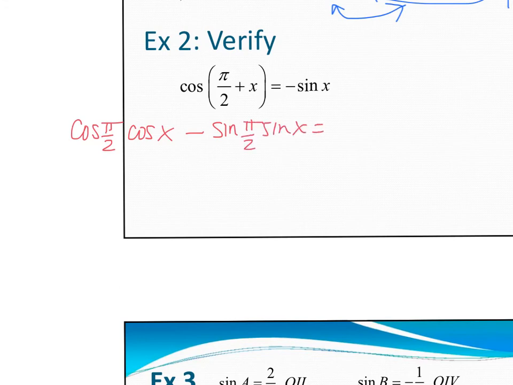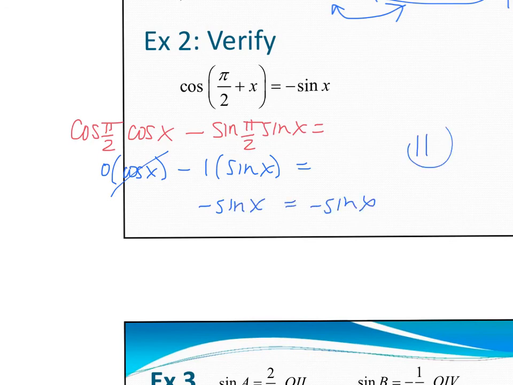Then we can go ahead and plug in those values for cosine and sine of pi halves. So 0 times cosine x minus 1 times sine x. And we see that that gives me negative sine x equaling negative sine x. And we're good. Alright, let's move on to our topics for today.